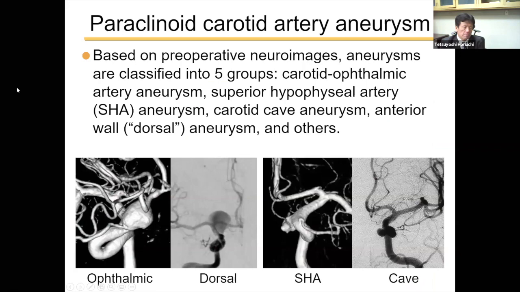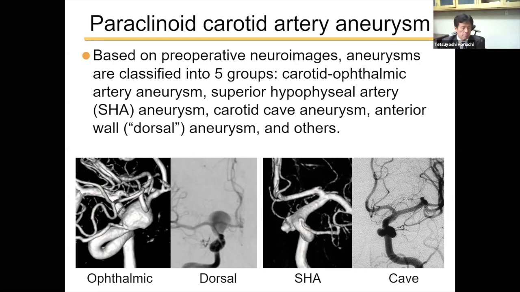At Shinshu University Hospital, paraclinoid carotid artery aneurysms are classified into five groups based on preoperative neuroimages: carotid ophthalmic artery aneurysm, superior hypophyseal artery aneurysm, carotid cave aneurysm, dorsal aneurysm, and others. I will show some surgical cases.